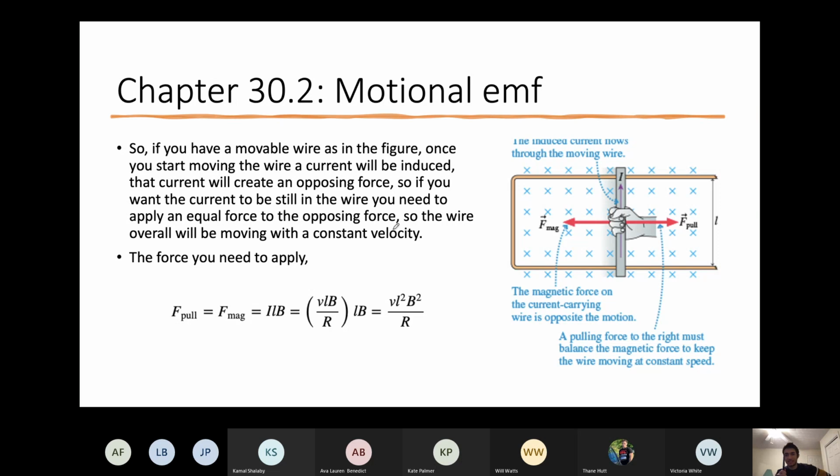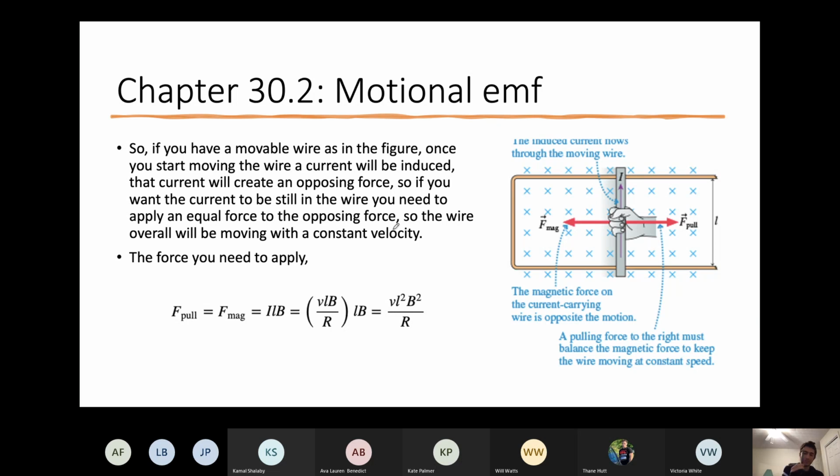So here what I'm saying is, once you start moving the wire, a current will be induced in the wire. And if you have a current induced, the system doesn't like to change. The wire is just sitting still and you start moving it. The system is changing and the system doesn't like to be changed. So what would happen is it will oppose you. It's like, no, I don't want to change.